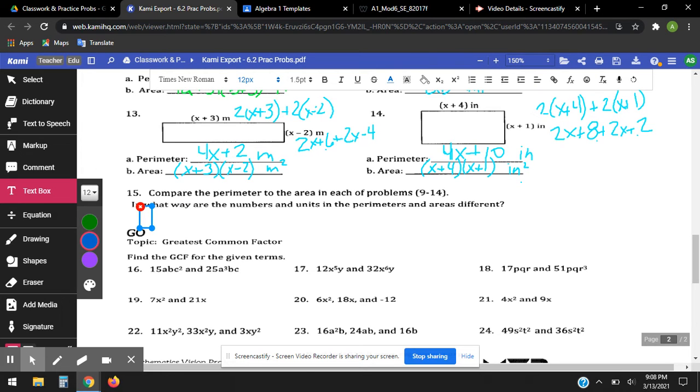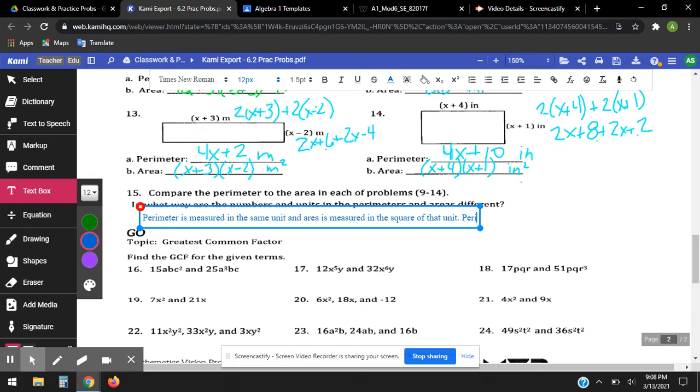So, I was just commenting on that. Perimeter is measured in the same unit, and area is measured in the square of that unit.